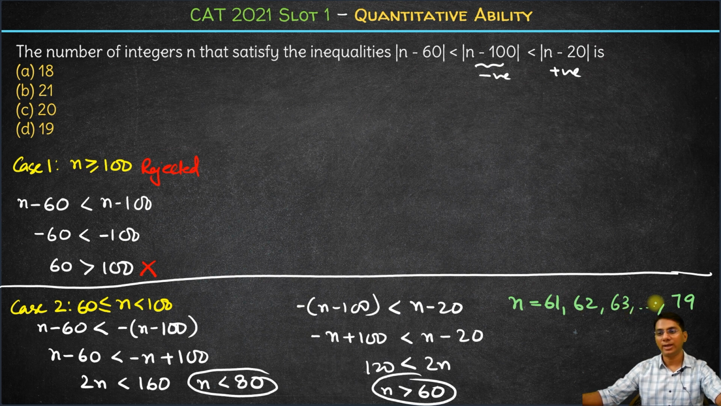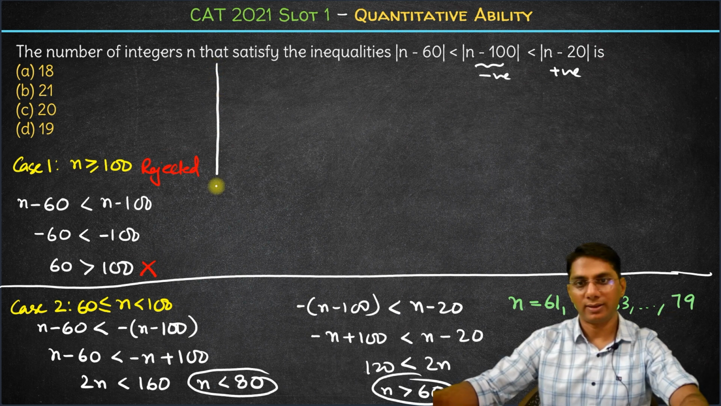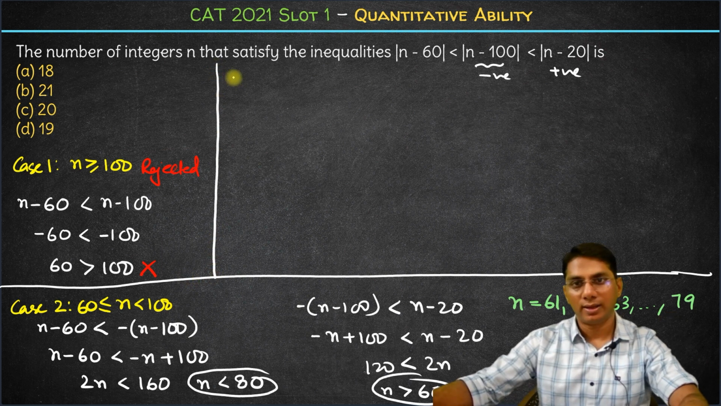So how many values are there? The total number of values will be 19. There are a total of 19 values of n possible from this case. Okay, now let's take another case. Case 3.